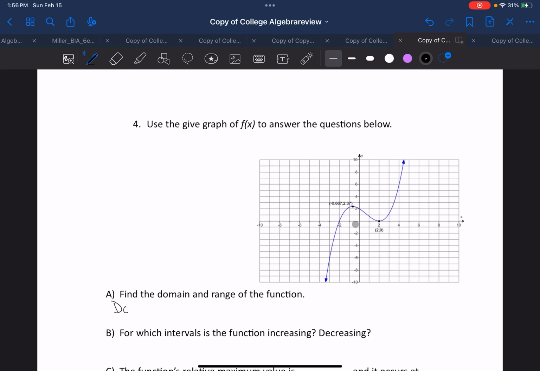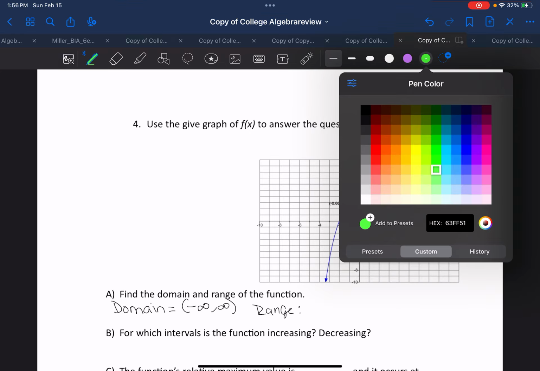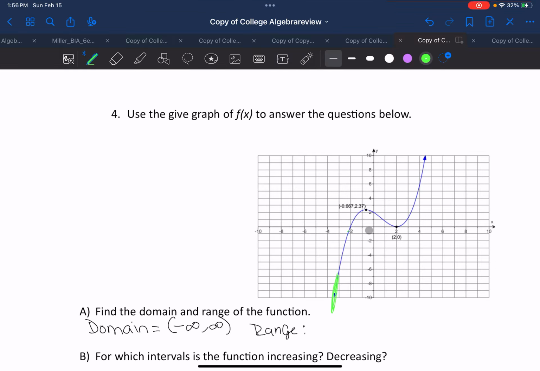So the domain is from -infinity to positive infinity. And so is the range, because the range, the y values, starting from the bottom up, this is going down forever. So it's going to keep going down. That means any y value will be on that graph somewhere. And it's going to keep going up forever. So any value for y you can think of, there will be a point that has that y value on this graph somewhere. So the range is also from -infinity to infinity.